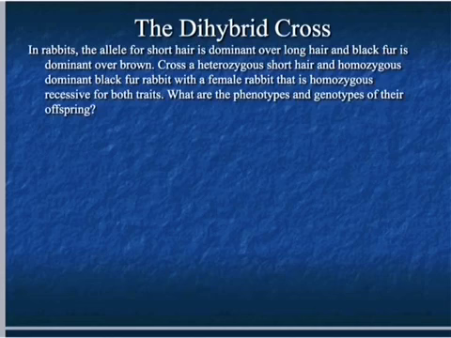One more problem for dihybrid practice. In rabbits, the allele for short hair is dominant over long, and black fur is dominant over brown. Cross a heterozygous short hair and a homozygous dominant black fur rabbit with a female rabbit that is homozygous recessive for both traits. What are the phenotypes and genotypes of their offspring? Now these problems are starting to get very wordy, so go ahead, pause the video, decipher what that means, and see if you get the same answer as me.